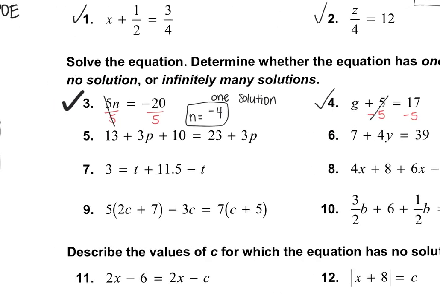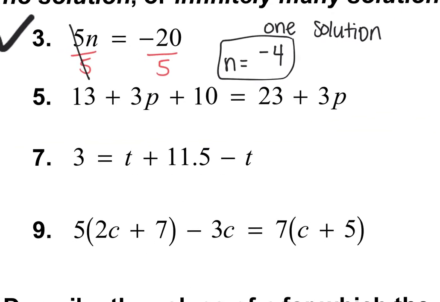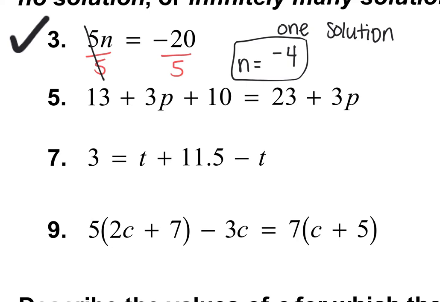Okay, moving on. Number 5. Okay, this is where we need to be careful. So, first things first, look to each side. Is there anything on the left or the right side that we can combine before we start moving stuff over? The first thing that I noticed is that there's a 13 here and a 10 here. We should combine those before we start moving forward. 13 plus 10 is going to give me 23, plus 3p was left over, equals 23 plus 3p.